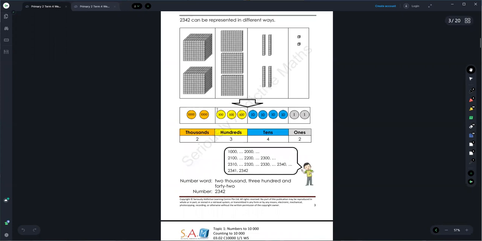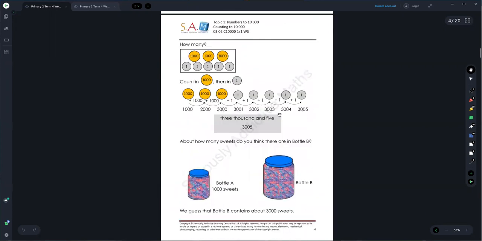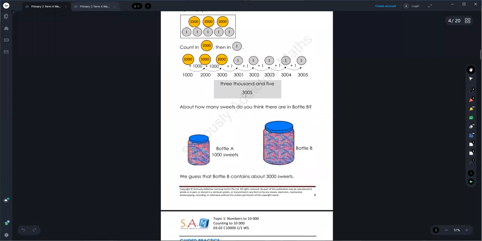Now, if you have to count it one by one, it would be 1,000, 2,000, 2,100, 2,200, 2,300, 2,310, 2,320, 2,330, 2,340, 2,341, 2,342. So we count from the greatest to the smallest. This is the same thing as well.